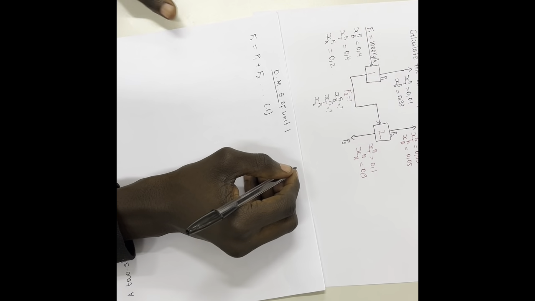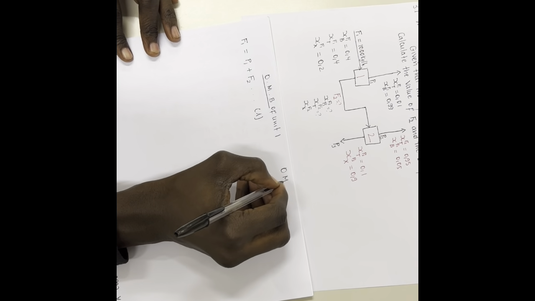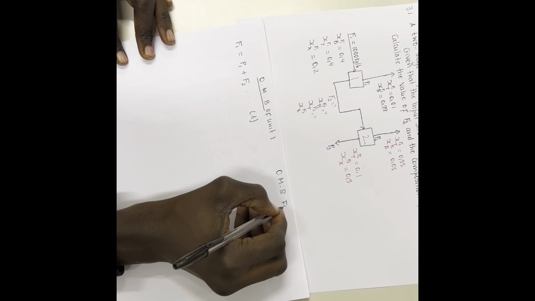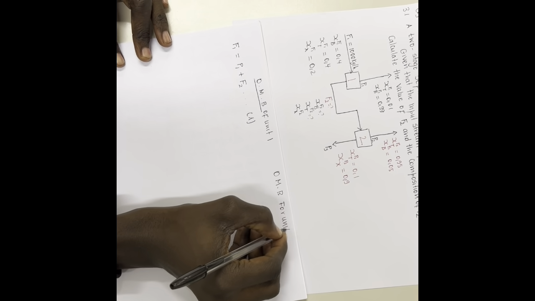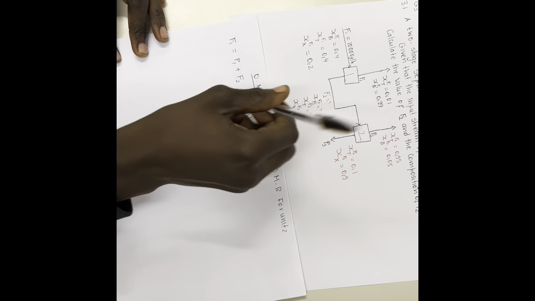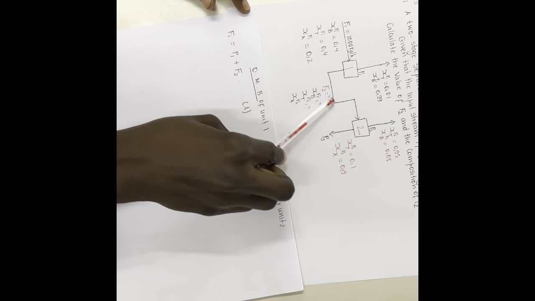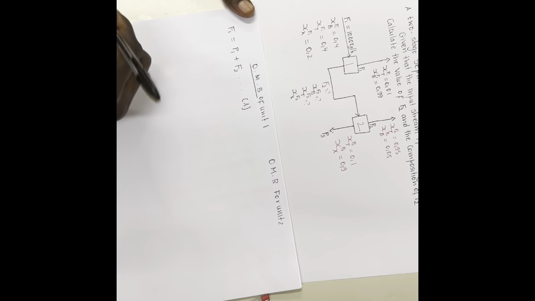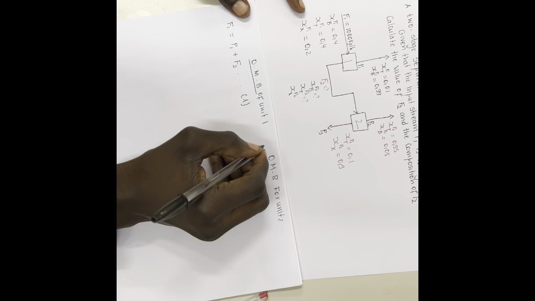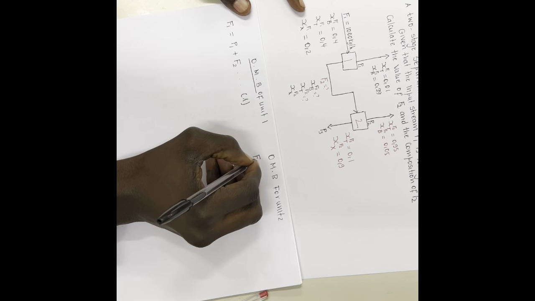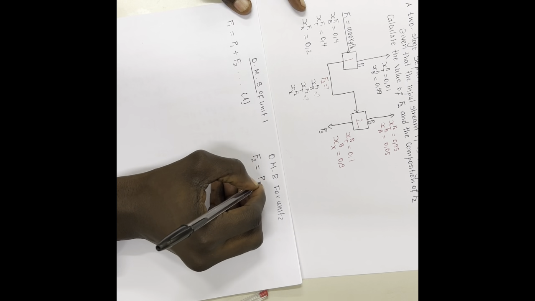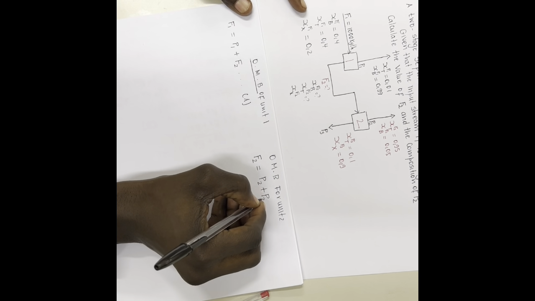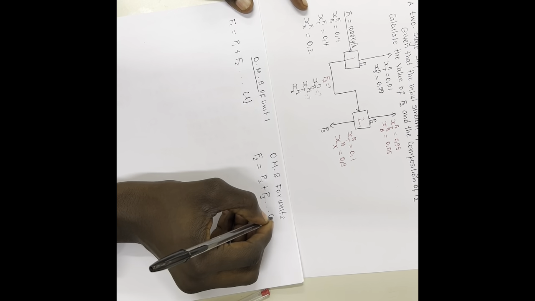And then let's also do the overall material balance for unit 2. In unit 2 we can see F2 is going in on this side, but we know this is going out and this also is going out. So it means F2 is P2 plus P3. We can call this equation 2.